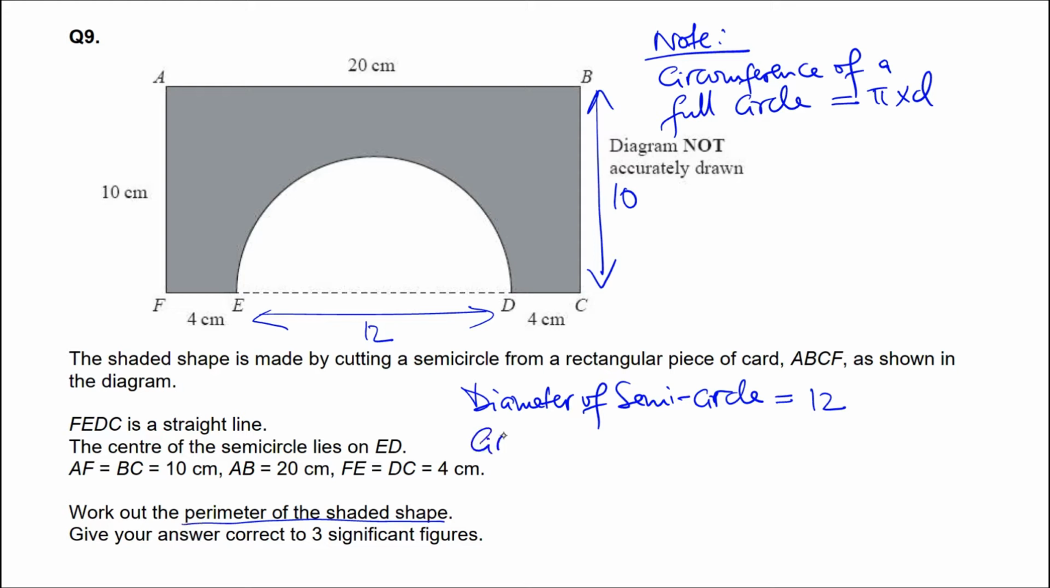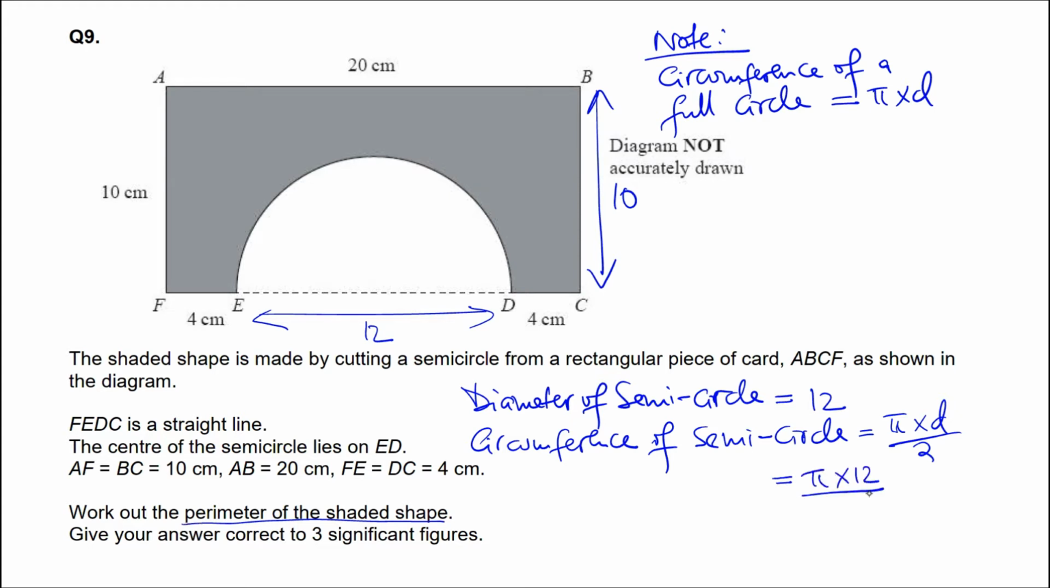Which means that the circumference of a semicircle will be equal to pi times diameter divided by 2. So that will be equal to pi times 12 over 2. Now if you plug that in your calculator, that will be equal to 18.8 centimeters.